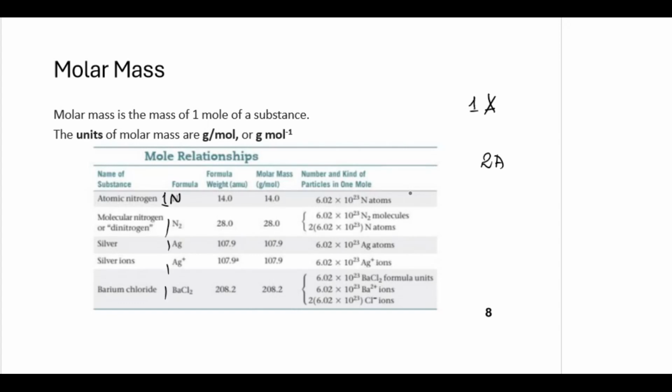So 1 mole of nitrogen atom has this number of particles, this number of atoms in it. Of course, you remember. But if you try to weigh that 1 mole of nitrogen atom, it will weigh 14.0 grams. This is the molar mass of nitrogen atom. That is the mass of 1 mole of nitrogen atom.